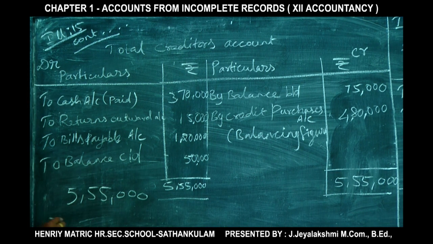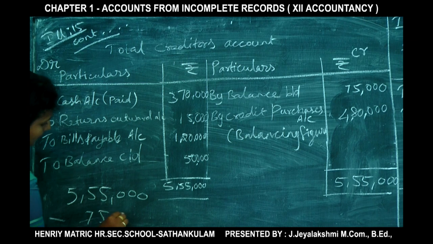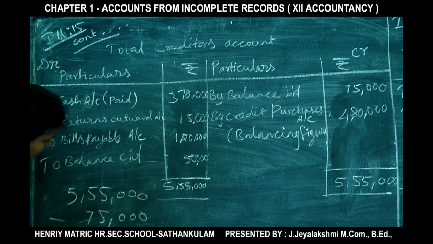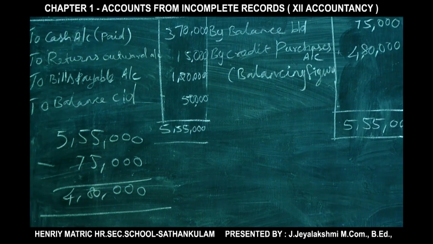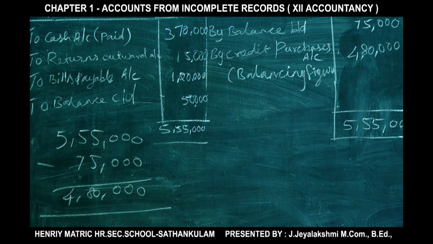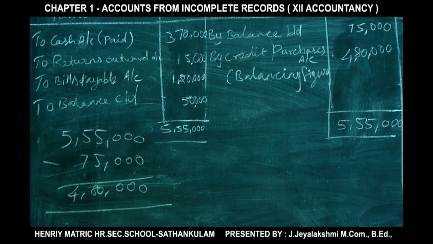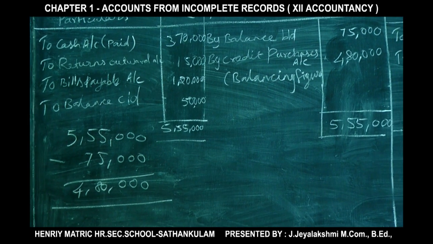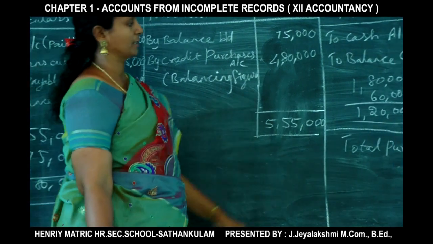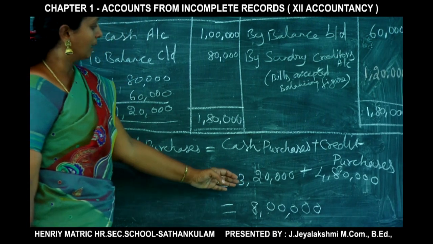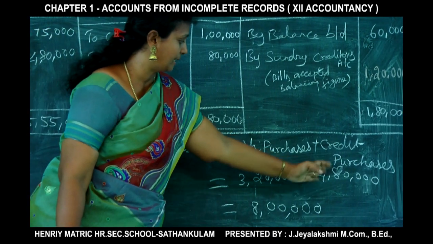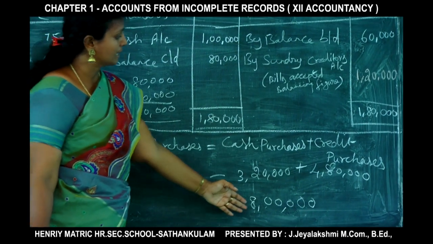Minus 75,000. So we get 4,80,000. So this is the credit purchase. Already the cash purchase is given as 3,20,000. Now we calculate total purchase. Total purchase equals cash purchase plus credit purchase. 3,20,000 plus 4,80,000 equals 8 lakh we get.